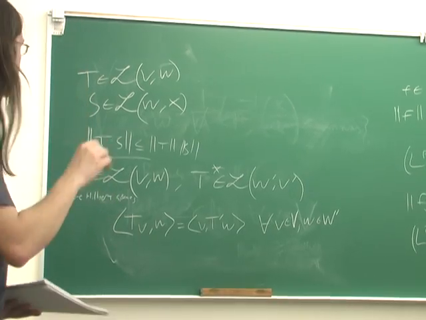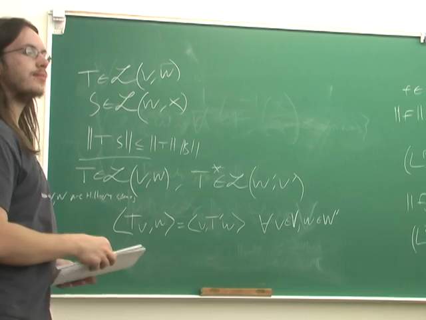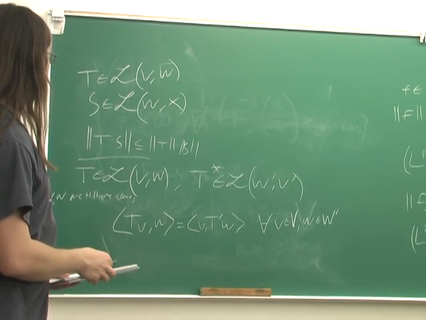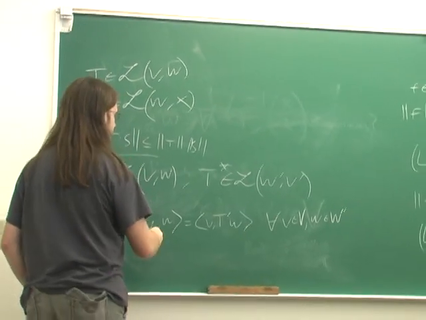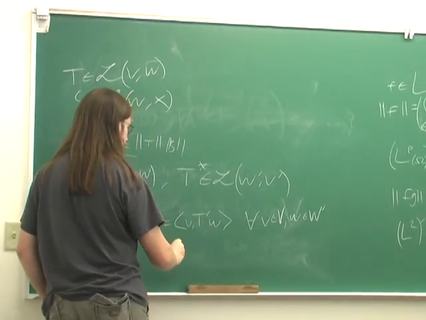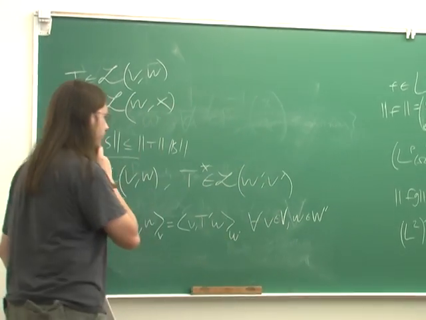I must have missed that. If you have to understand that these inner products are in different spaces, why don't you put indices? On the left, what is this inner product and in which space? This is the inner product of V, I believe, and this is the inner product of W prime.